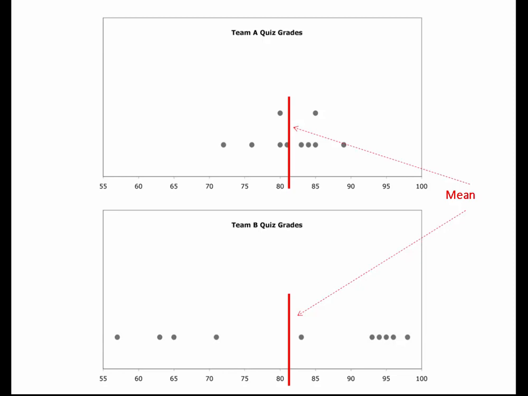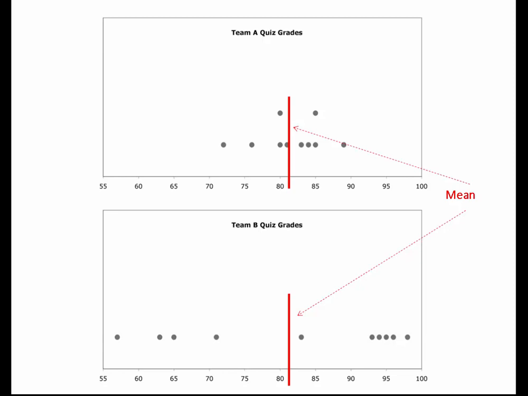So when they're stacked on the top of each other, that means that two people had a score of 80, for example, or two people had a score of 85. While in the bottom graph, you see they're much further away. So there's one individual with a score of 57, but there's also some other individuals with a score of 97.